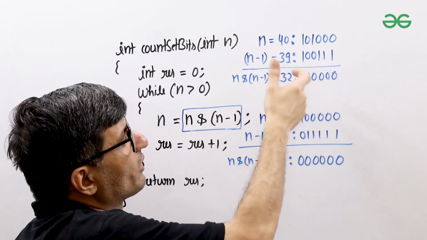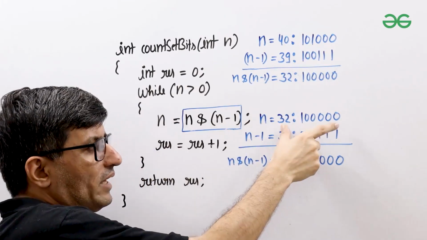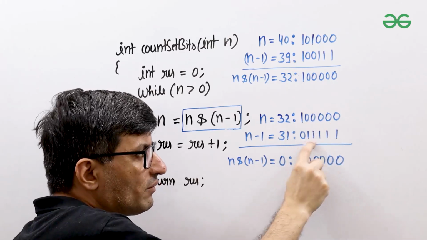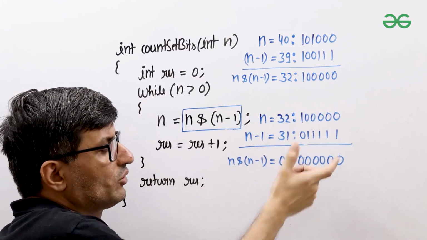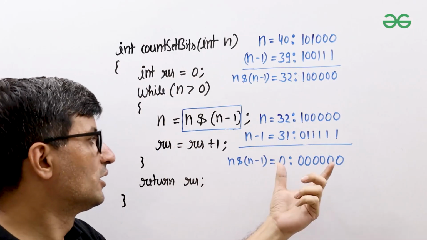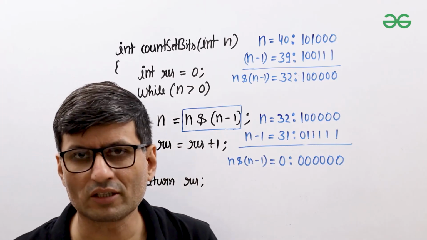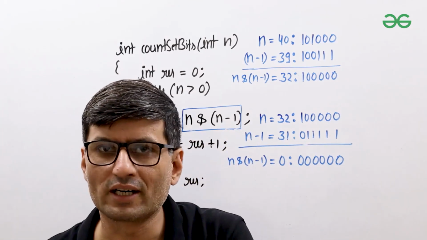Now if I do a bitwise AND of these two, I'll get this 1 as 0. Now if I again do the same, 32 minus 1 is 31, all the trailing zeros become 1 and this one becomes 0. Now if I do bitwise AND of these, I am going to get everything as 0 because there are no more ones before this one, right? So finally I get 0 and I get the result as 2. This is how this algorithm works. We are mainly using this expression to unset the last set bit.